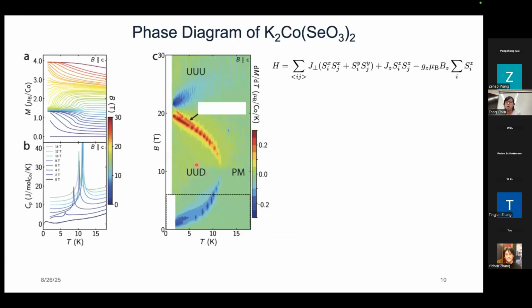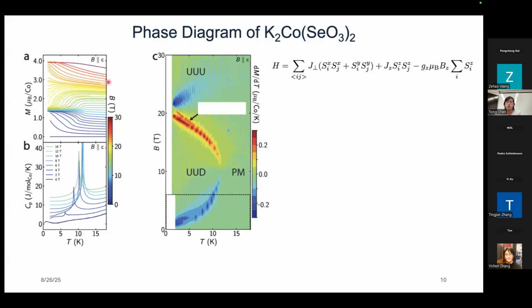So the way to conquer this is that we measure the magnetization again in the high field facility at Tallahassee, which has a DC magnetic field. We measure up to 30 Tesla. As we can see, if the magnetic field is not large enough and we cool down the system, the magnetization will go to 1.3, which is about 1/3 of the full magnetization, 3.9.